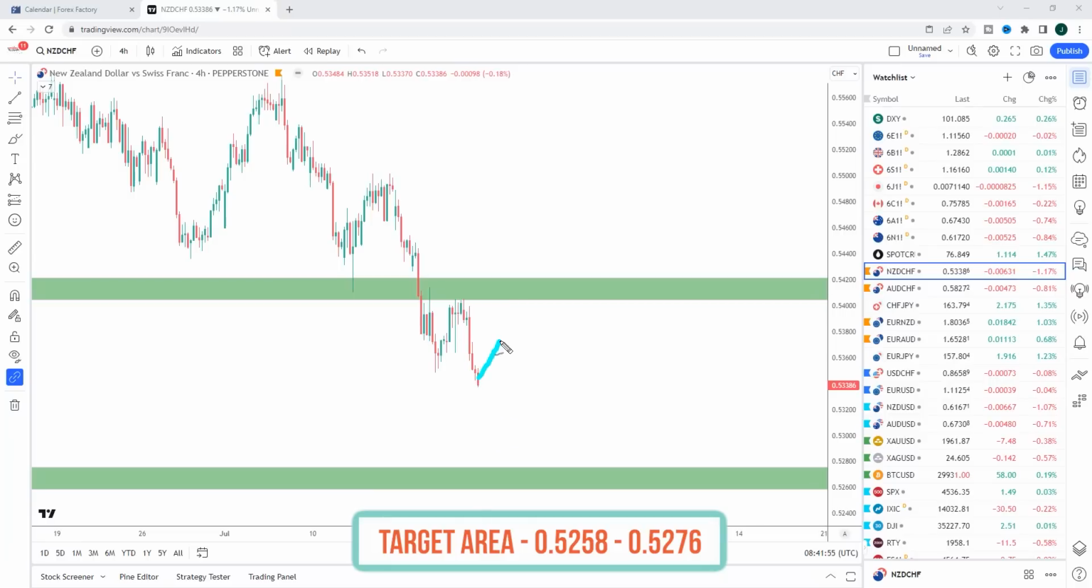So any pullback in this area is viewed as an opportunity to look for bearish breakouts intra-week down to the 0.5270 area. Or if we pull all the way back and we retest these highs over here, if we pull back into this area, the 0.54100, this is an opportunity to start to look for a near-term short in New Zealand franc from this area as well.